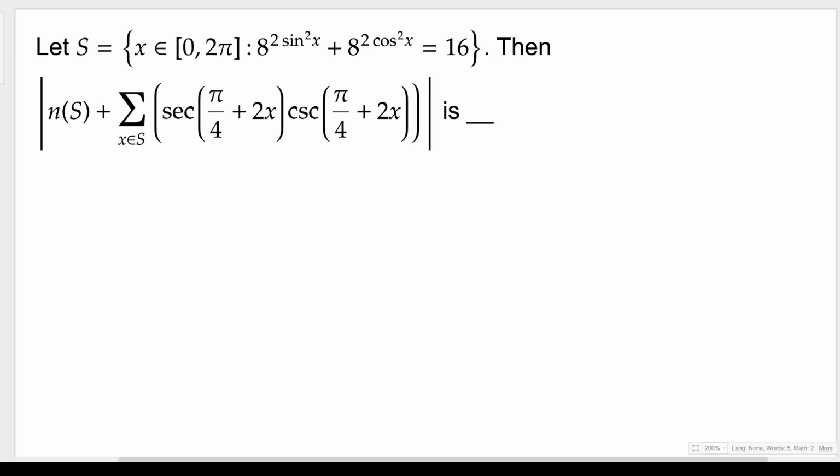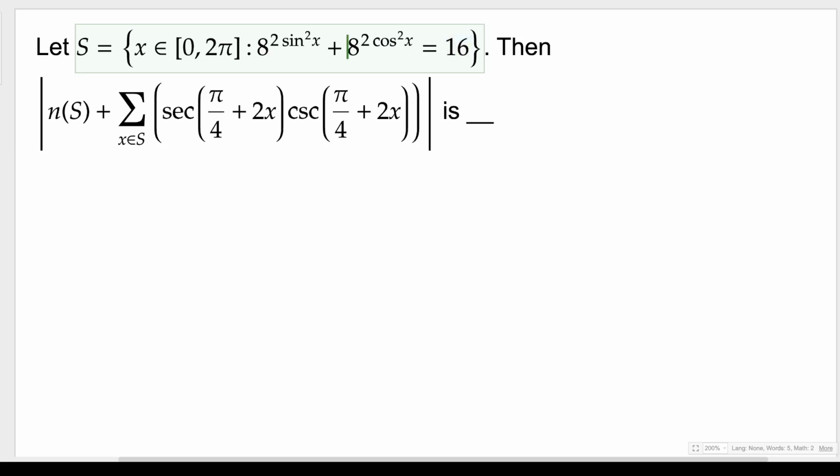Consider this problem statement. Here we are given this set S, which contains the elements x, where x belongs to the interval 0 to 2 pi, such that x satisfies this particular equation: 8 to the power of 2 times sin x squared plus again 8 to the power of 2 times cos x squared, that is equal to 16.